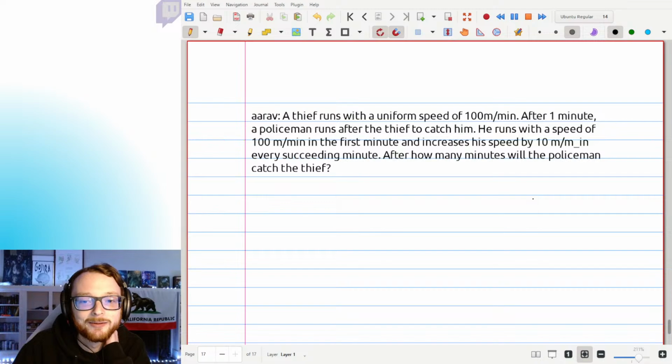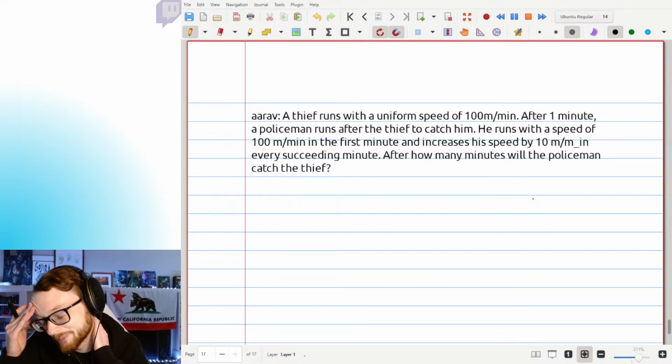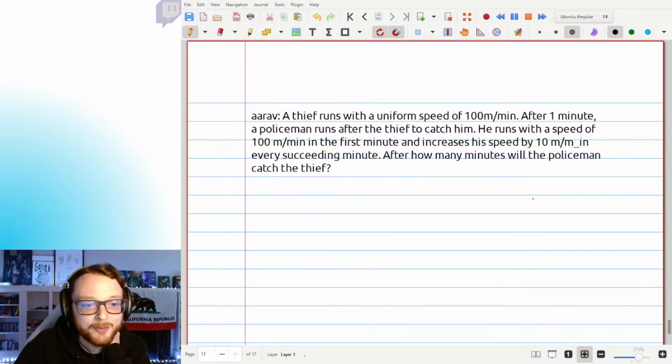Ooh, the policeman is accelerating 100 meters per minute. That sounds fast. I'm American though, so I don't have a good intuition for how far 100 meters is. It's basically a 20th of a mile. Maybe that's not that fast. A kilometer is like a little more than half a mile, right? It doesn't matter. Why am I thinking about that?